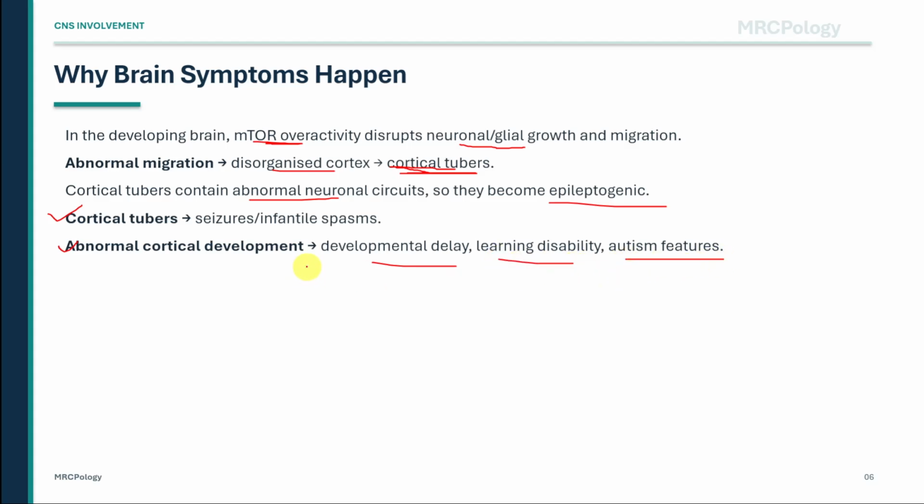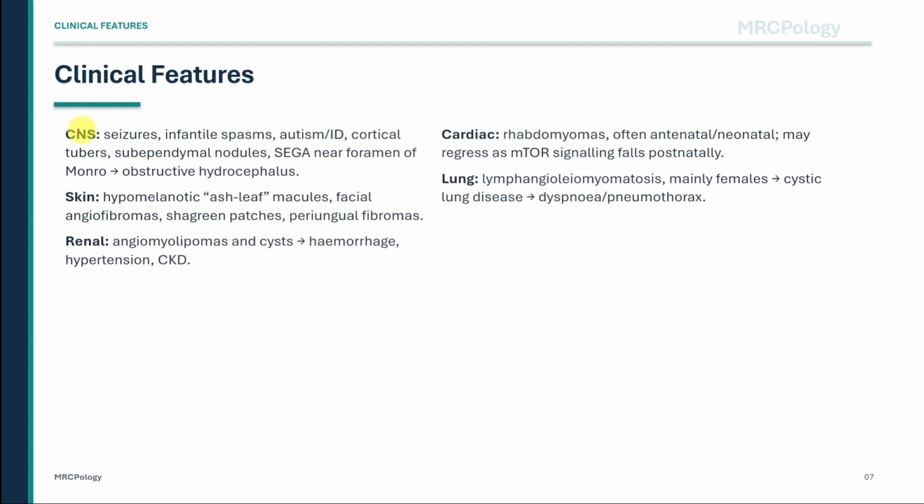Clinically, the central nervous system features include seizures, infantile spasms, autism, intellectual disability, cortical tubers, subependymal nodules, and subependymal giant cell astrocytomas. A subependymal giant cell astrocytoma near the foramen of Monro is dangerous because it can obstruct cerebrospinal fluid flow and cause obstructive hydrocephalus. The key clue is a patient with tuberous sclerosis who develops headache, vomiting, papilloedema, or worsening neurological symptoms.